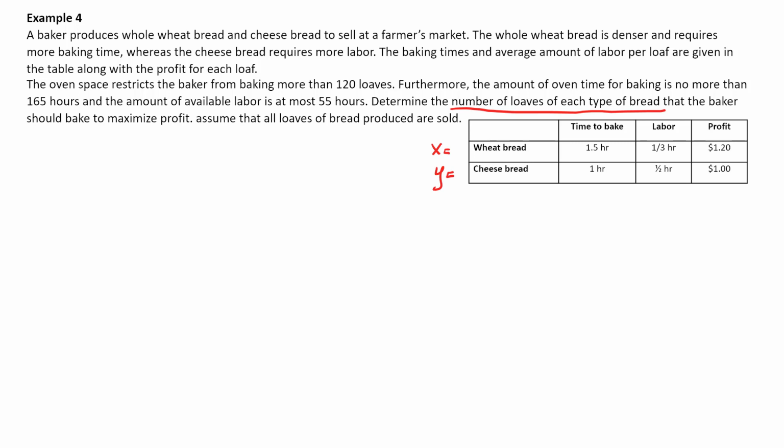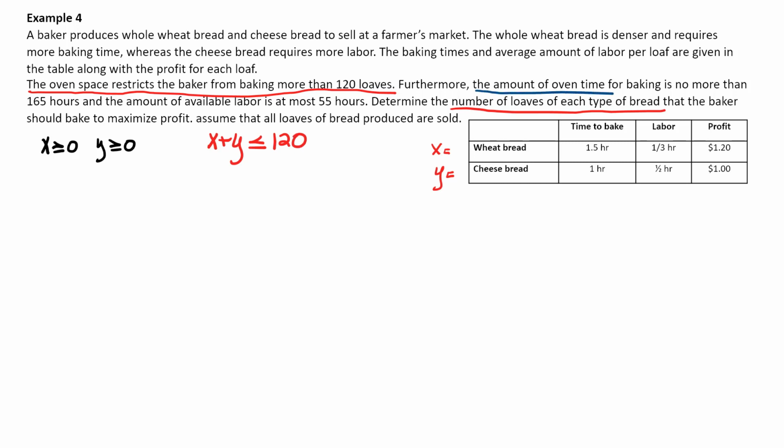So we know that the number of wheat bread loaves he makes has to be positive. So X has to be greater than or equal to 0, and the number of cheese bread loaves he makes also must be positive, so Y is greater than or equal to 0. We are also told that the oven space restricts him from making more than 120 loaves. So at the max, he can only make 120 loaves. So that means X plus Y must be less than or equal to 120.